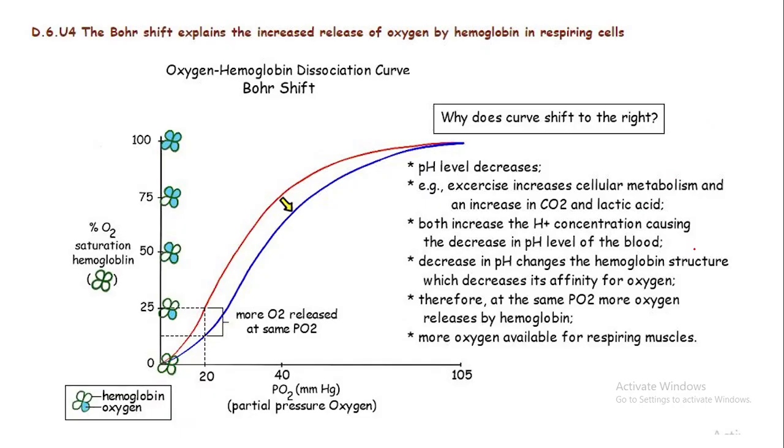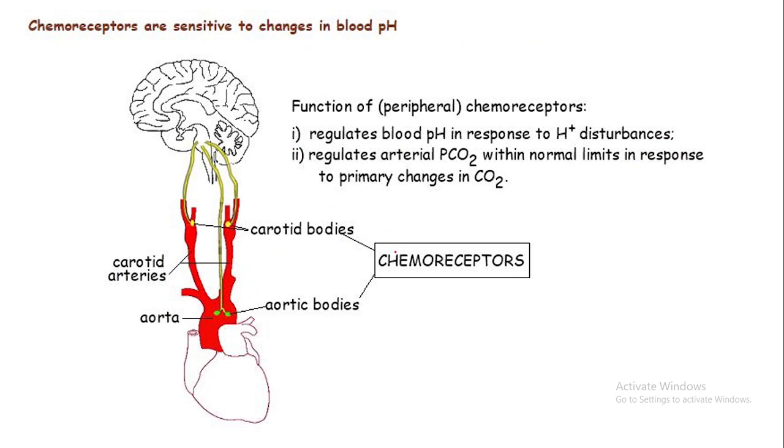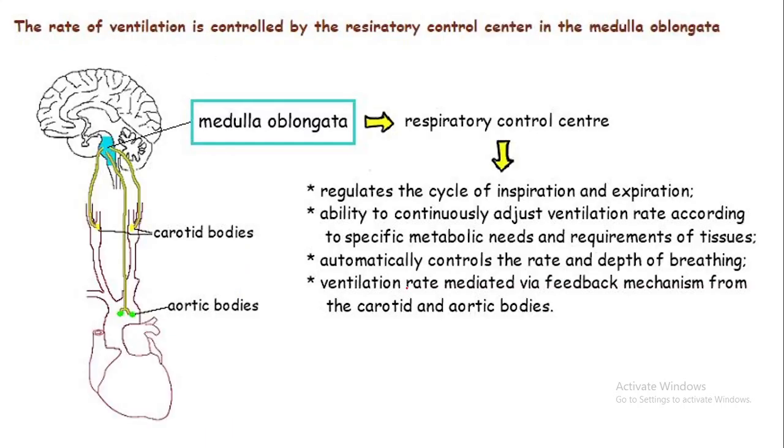In the case of Bohr's shift, the shift of the curve is towards the right. Then chemoreceptors. The pH acts as a chemoreceptor in telling the brain that there has to be an increase or decrease in the rate of respiration. Then we have the medulla oblongata, which is a major site of respiratory control.